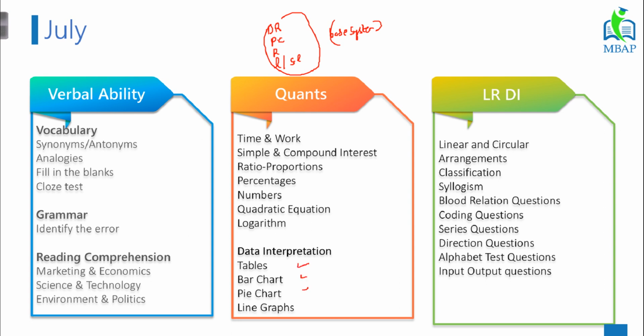The types of DI will be consistent. I want you to have a thorough exposure and practice of tables, bar charts, pie charts and line graphs. So what I recommend, first you go through the NMAT previous year papers. You will gauge the level of difficulty of the questions which come up.